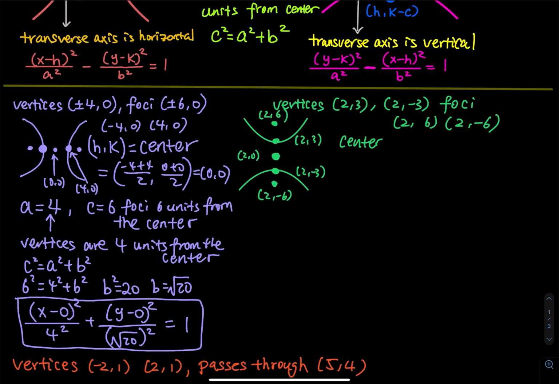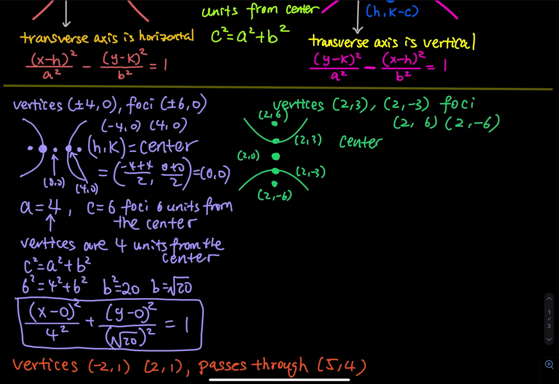For the next problem, I gave you 2 vertices and then 2 foci. So very simple. You plot them first. You plot the 2 vertices and then you plot the 2 foci, and then you can see that they are within the same vertical line. So that's how I know that this is a vertical hyperbola.